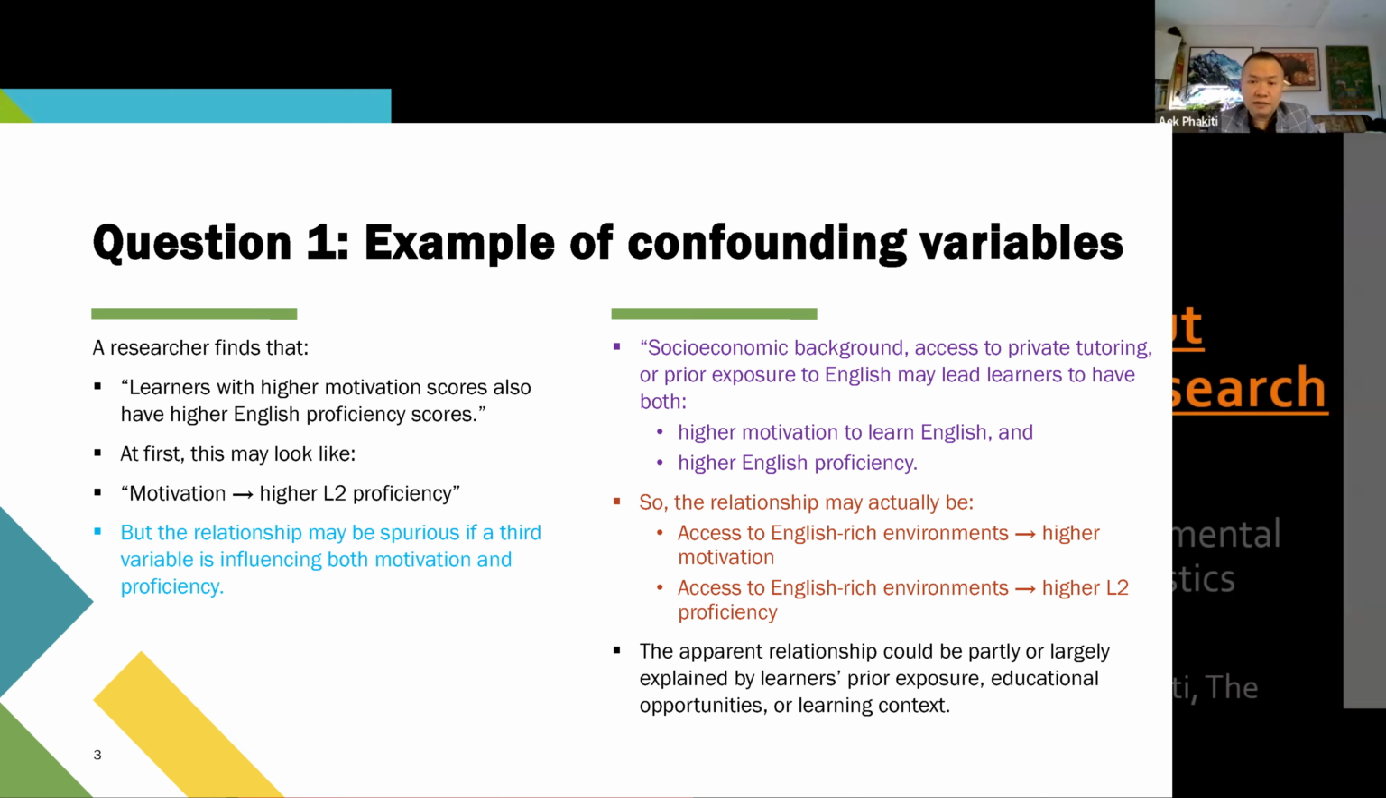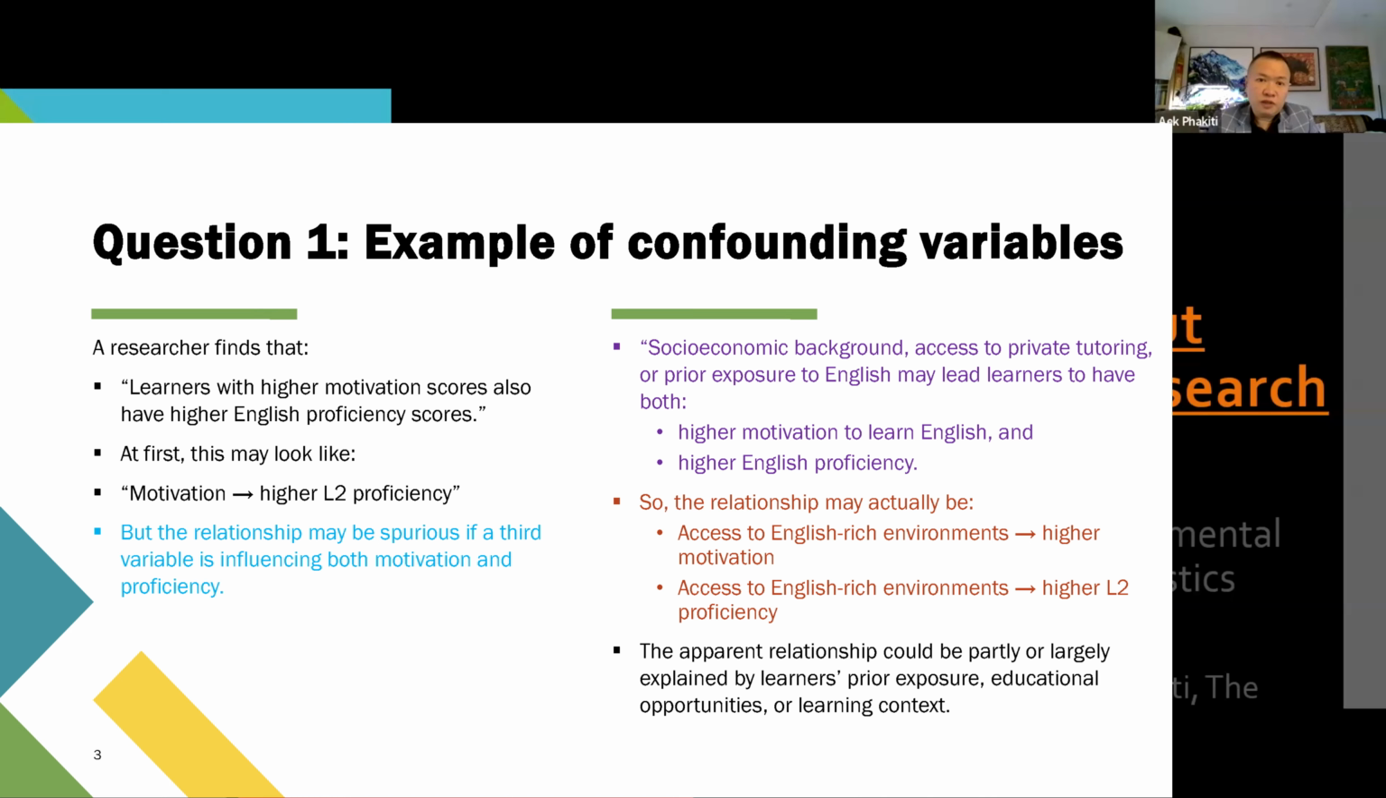And therefore you can see this as an example of a confounding variable. So higher motivation to learn English and also higher English proficiency can be seen in this way. So if you think about it, access to an English-rich environment can lead to higher motivation. And at the same time, access to an English-rich environment can also lead to higher L2 proficiency. So they are confounders to the experiment. Okay. And therefore, we need to be really careful with these things like context and so on.